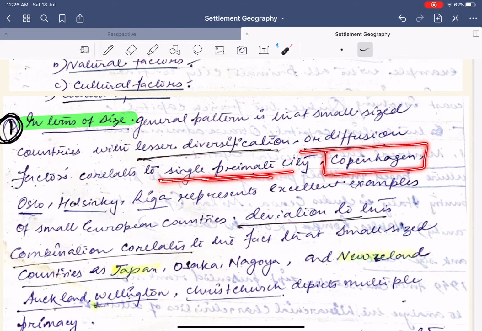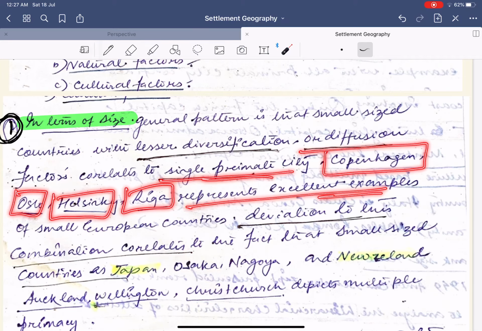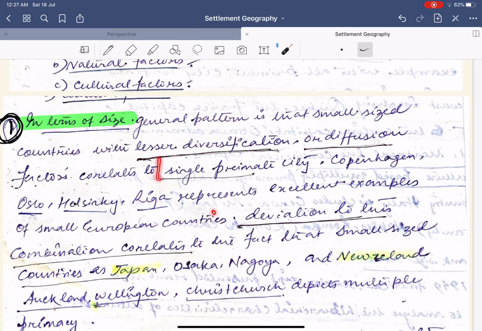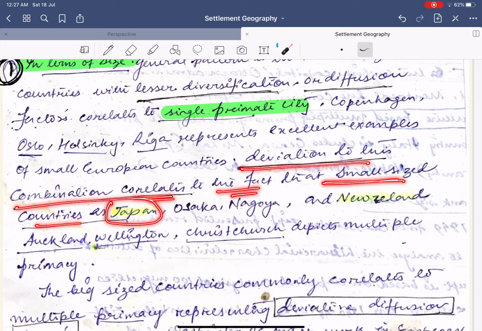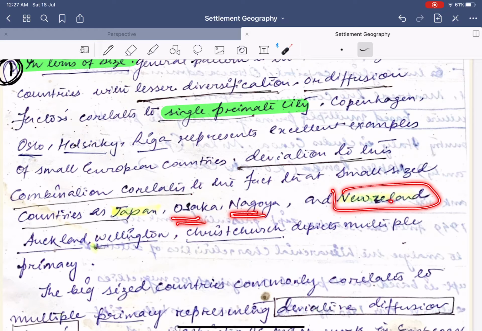Example, we have Copenhagen, Oslo, Helsinki, Riga. These represent excellent examples of small European countries, that is, examples of a single primate city. Next, we again have multiple primacy in the small size category itself. Deviation to this combination correlates to small sized countries like Japan, where we have Osaka, Nagoya. In New Zealand we have Auckland, Wellington, Christchurch, which depict multiple primacy.